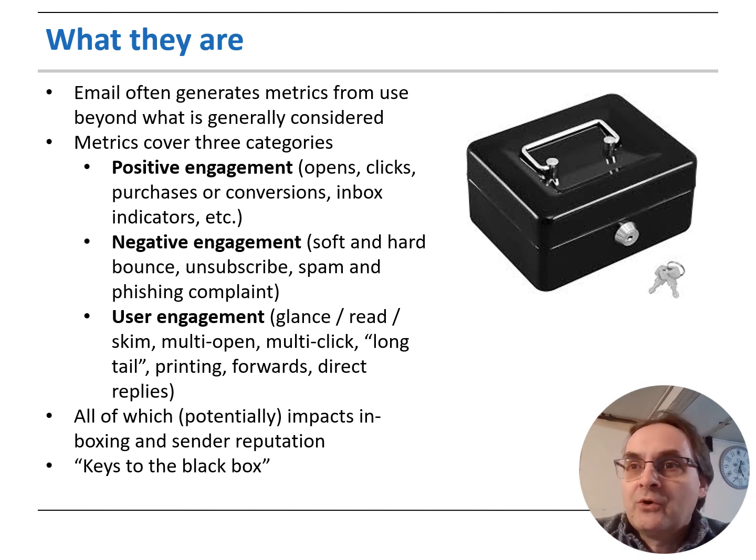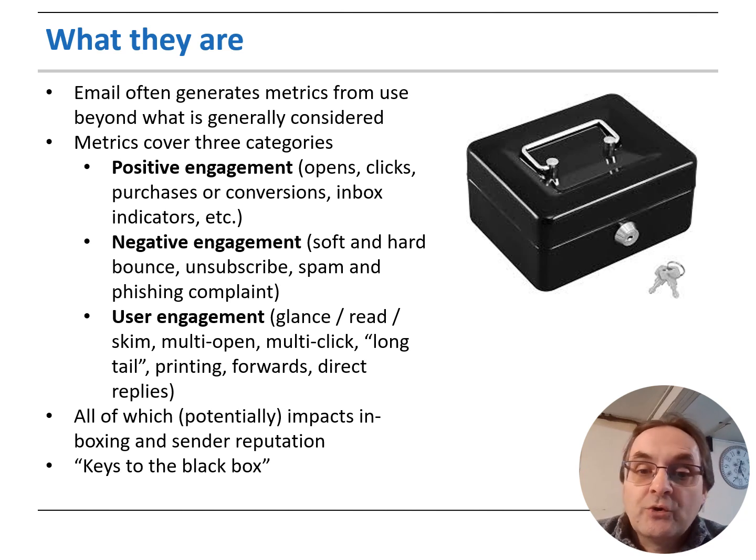However, if that is all that you're limiting yourself to, there are a host of other data points that you're ignoring that could be causing significant harm to your email program, or at the very least, an opportunity loss. So these metrics fall into three buckets: positive engagement, opens, clicks, purchases, conversions. This is not spam indicators, etc. Negative engagement, which would be a soft or a hard bounce, an unsubscribe, spam, or a phishing complaint.